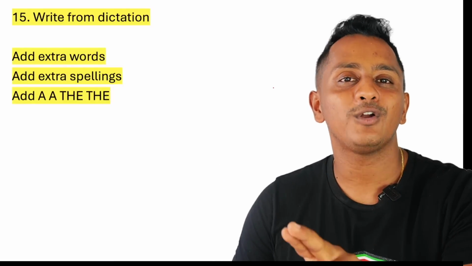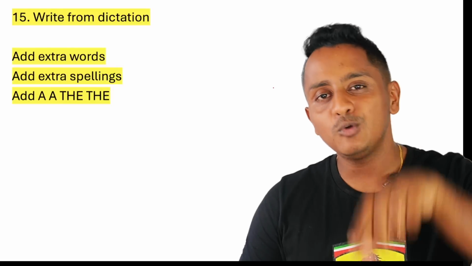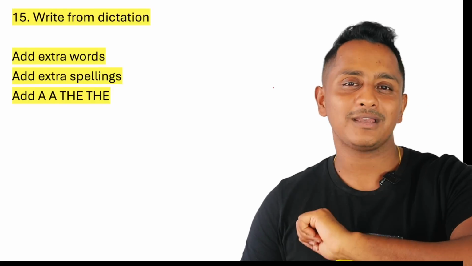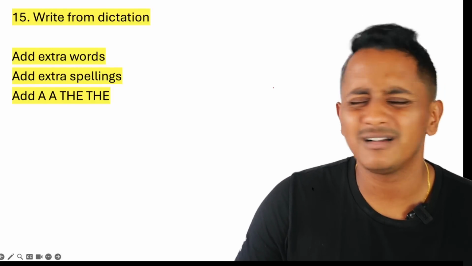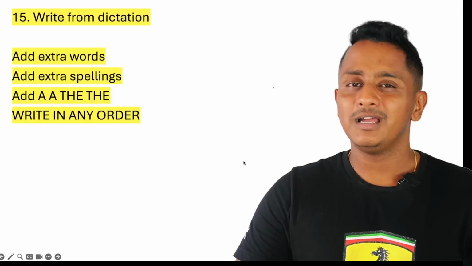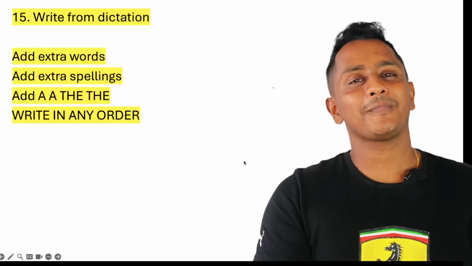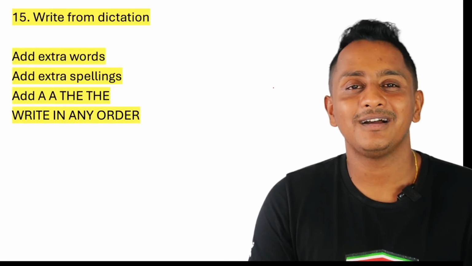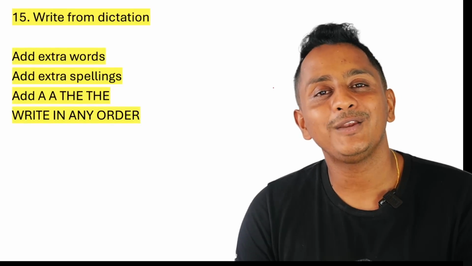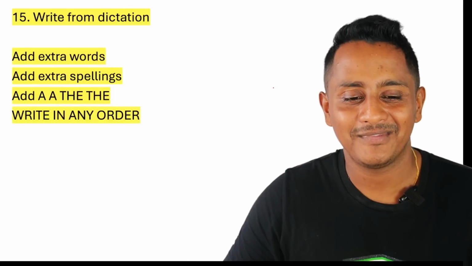If A was there in the audio and you did not write it, you lose that 1 mark, isn't it? Every word is 1 mark. So add the anywhere in the answer. Write in any order, you can jumble up. He went to Australia, America and Canada. You can write he went to Canada, America and Australia. You still will get the same marks.